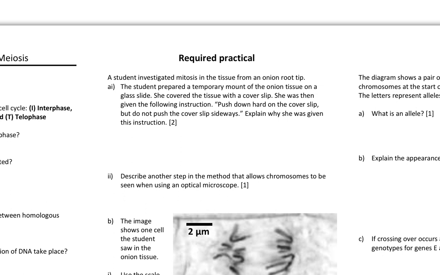On the glass slide, she covered the tissue with a cover slip. She was then given the following instructions: push down hard on the cover slip, do not push sideways. Explain why she was given this instruction. So push down hard, 1 mark, and not go sideways. She's trying to achieve a single layer of cells, not a thin layer of cells. It's a single layer of cells.